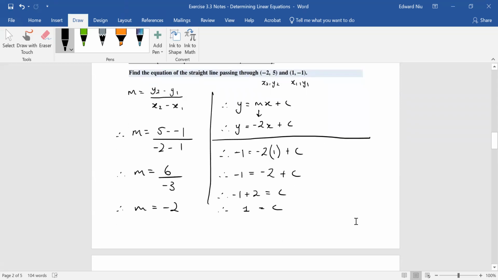So what does this all mean? Well, our answer to our equation is therefore y is going to equal -2x plus 1, because we found our c value as 1, and we just plug it back into the equation from above, which we didn't have the c value for, and we replace the c with +1.